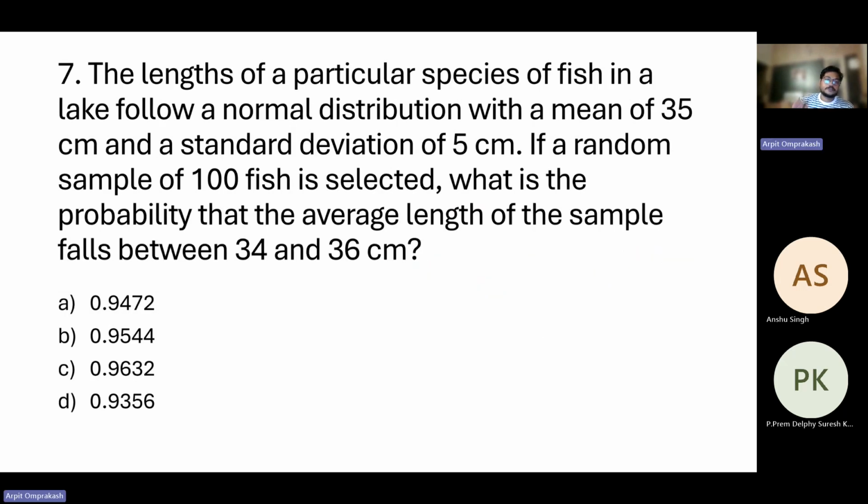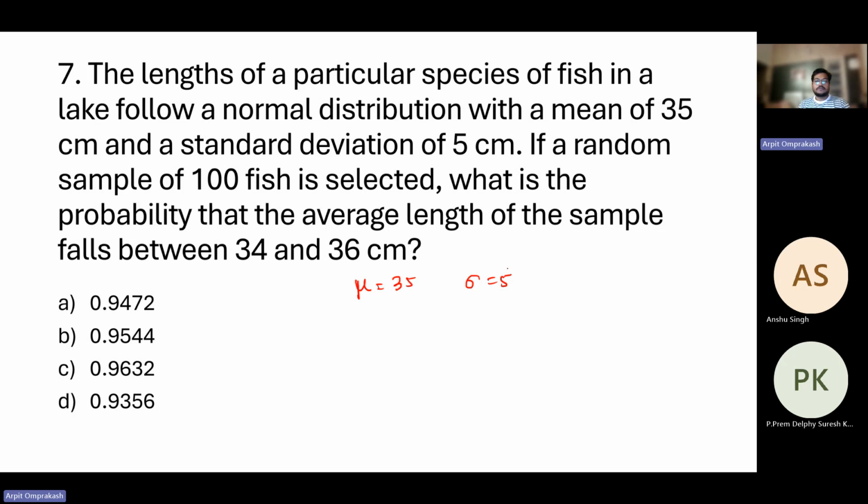So the next question is: the lengths of a particular species of fish in a lake follow a normal distribution with a mean of 35 centimeters and a standard deviation of 5 centimeters. So here we are given population characteristics. So mean is 35 and standard deviation is 5.